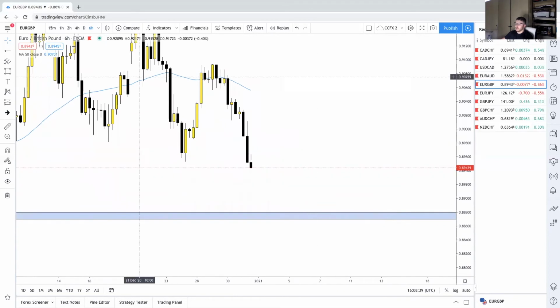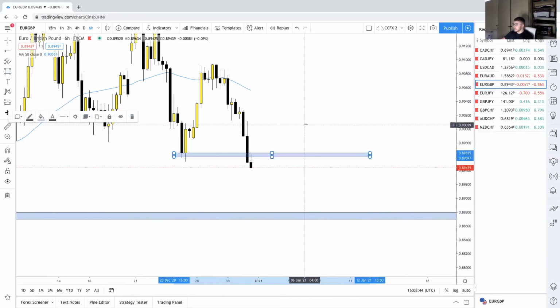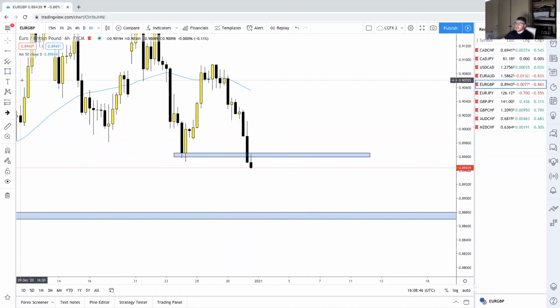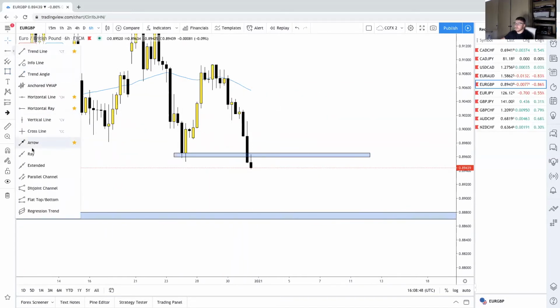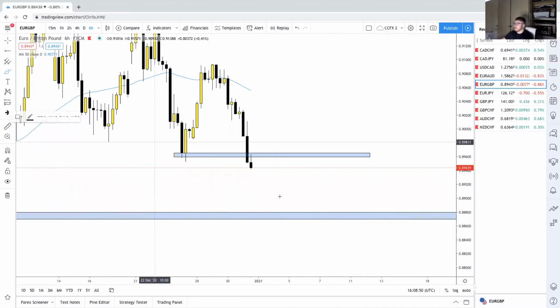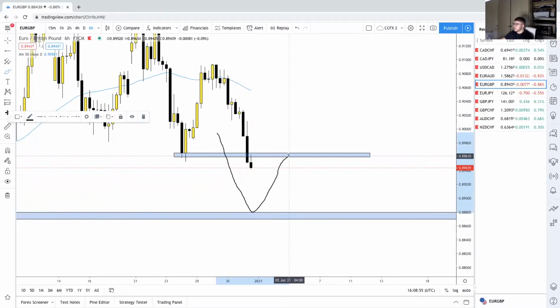You see there. So now this area would be the area where I'd look to get an entry. So I'd like to see a push down, retest back up to that, and then I move back down. That for me would be a trade I'd look to take.